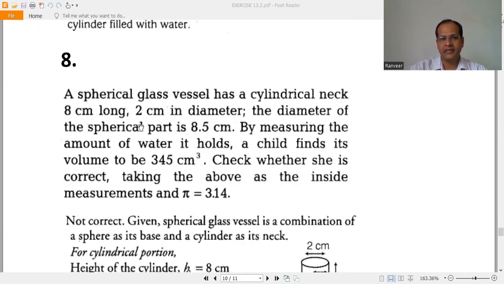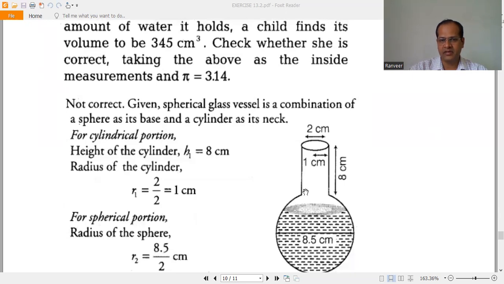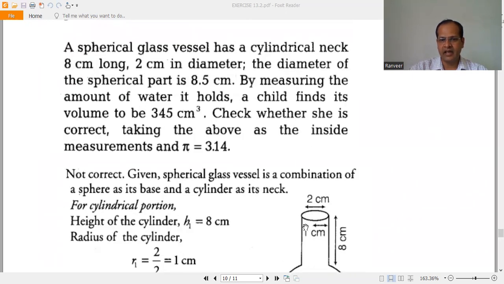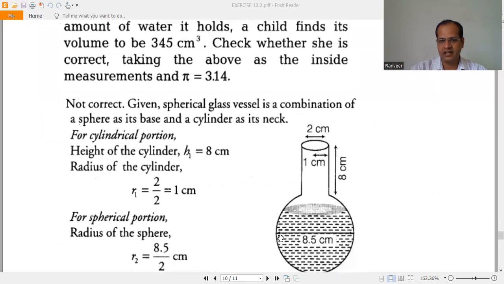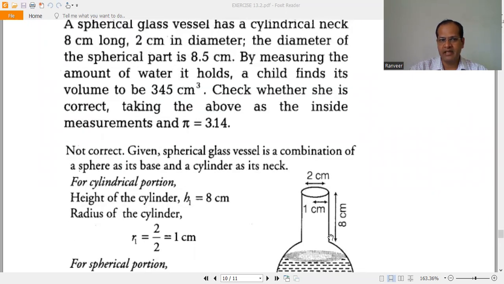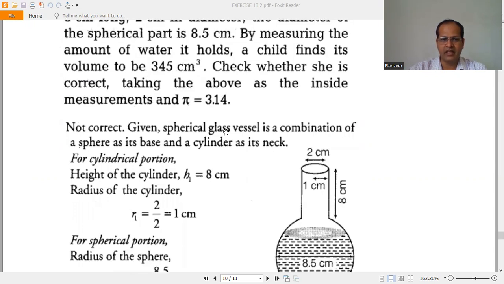Now question number 8. A spherical glass vessel has a cylindrical neck 8 centimeter long, 2 centimeter in diameter. Generally we see this type of structure in the lab. The diameter of the spherical part is 8.5 centimeter. By measuring the amount of water it holds, a child finds its volume to be 345 centimeter cube. This is the total volume. Check whether this is correct, taking the above as the inside measurement, with pi equal to this.